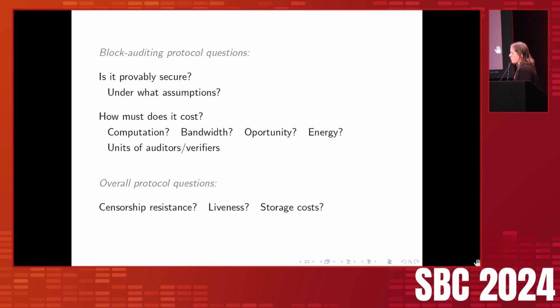Okay, so block auditing protocols just means how the blockchain checks blocks or checks the blocks of other chains, things like this. So the questions you have to ask: one, is it provably secure, and under what assumptions? And how much does it cost in computation, bandwidth, opportunity costs on the nodes, and energy? At least for the first two of these, as a coarse reference, we can just say costs in terms of number of machines is actually a reasonable metric. Of course, it's more nuanced than that. There are other questions I'm not going to be talking about here, like censorship resistance, liveness, and machine storage.